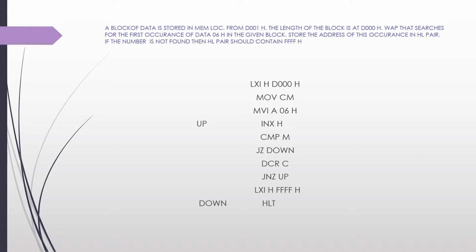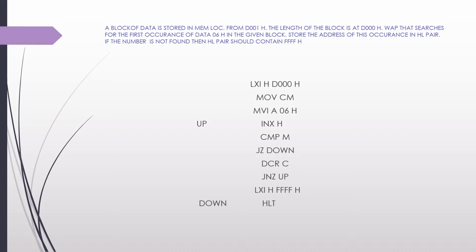Okay. In this program, the data are stored from D1001 onwards, and how many data are there? That block length is stored in D1000, and the program is going to search for the data 06H. If the data is found at some place, that address has to be in HL pair. If you find the data nowhere in the given block, then the HL pair should contain FFFFH. That is the meaning of this program.